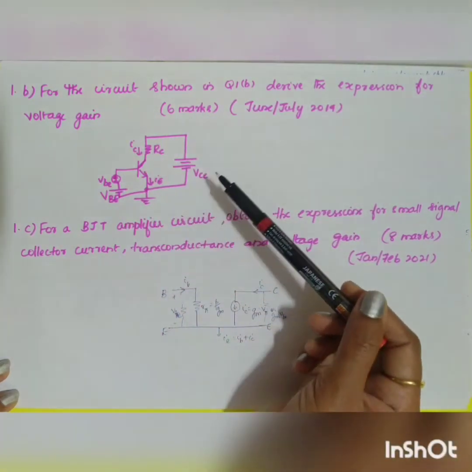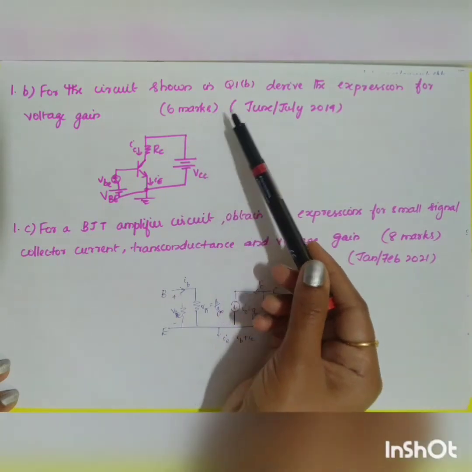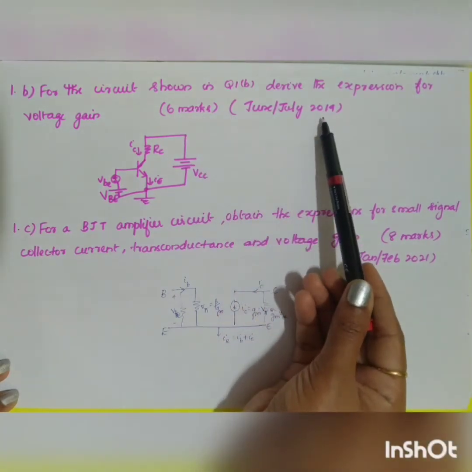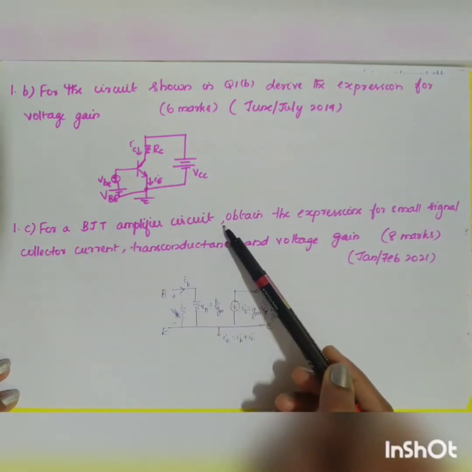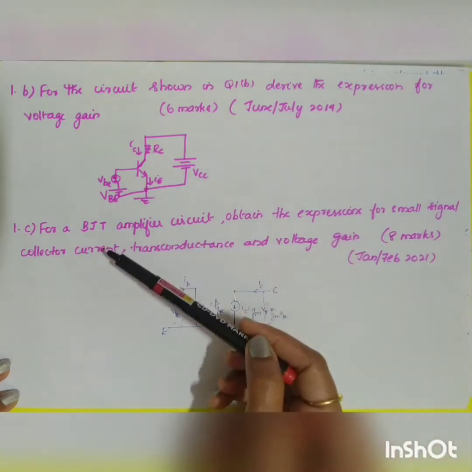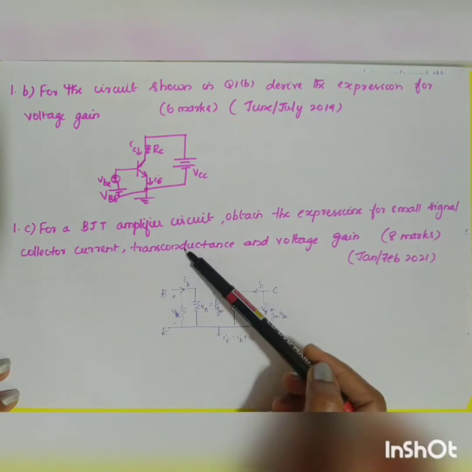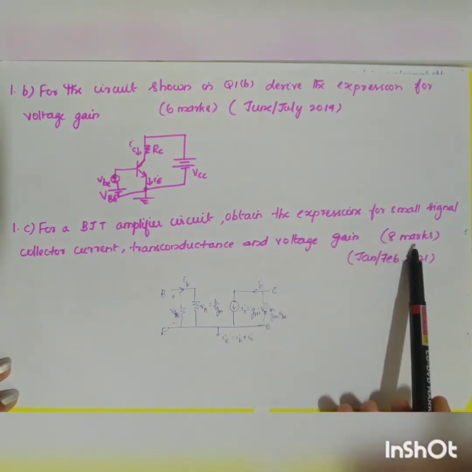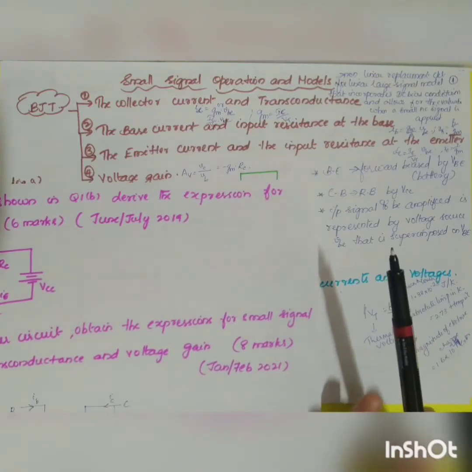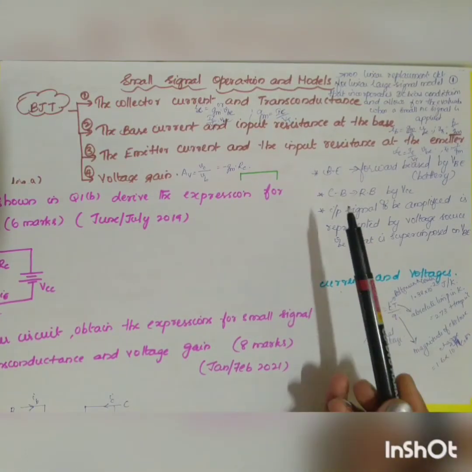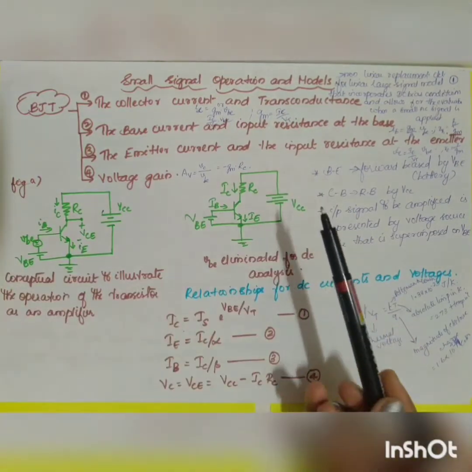So this is your circuit given. It is asked for 6 marks for June-July 2019. Then first question C part: for a BJT amplifier circuit, obtain the expression for a small signal collector current, transconductance and voltage gain, which is asked for 8 marks, Jan-February 2021. So these are the two important questions which have been asked.